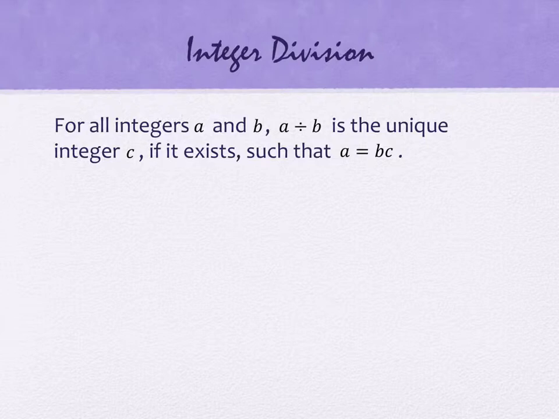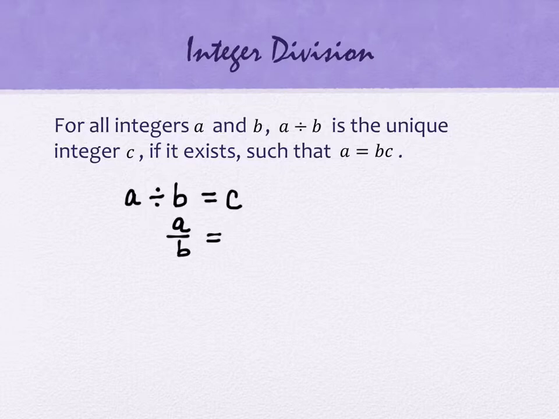All right. For all integers a and b, a divided by b is the unique integer c if it exists. That is, if the c value actually exists, such that a equals b times c. Okay? So if you think about writing it out more like an equation, you can see a little bit easier what they're saying. If you have a divided by b and that equals c, if you think about this maybe in a fraction way, you don't necessarily have to do fractions, but one of the ways you probably did at some point looked like this.